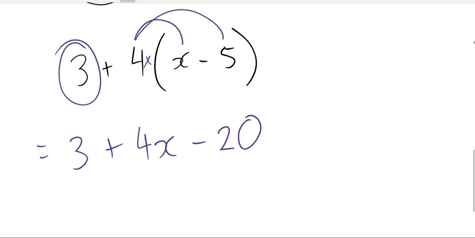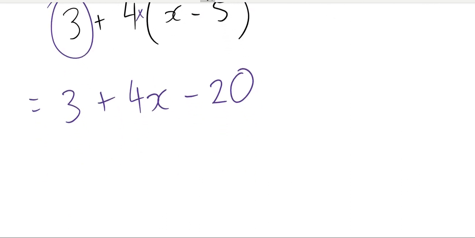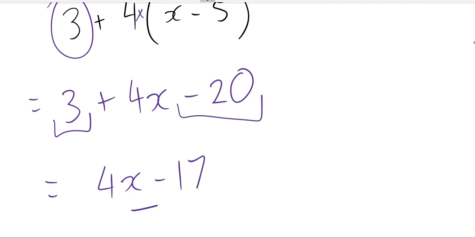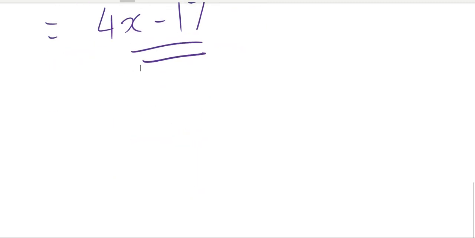From there, we then put our like terms together. The terms that we can put together are our numbers. 3 take 20 gives me 4x, take away 17. So always remember, you leave the number at the front by itself, leave it alone. You just multiply the number that's directly next to the brackets. All right, we'll do one more.